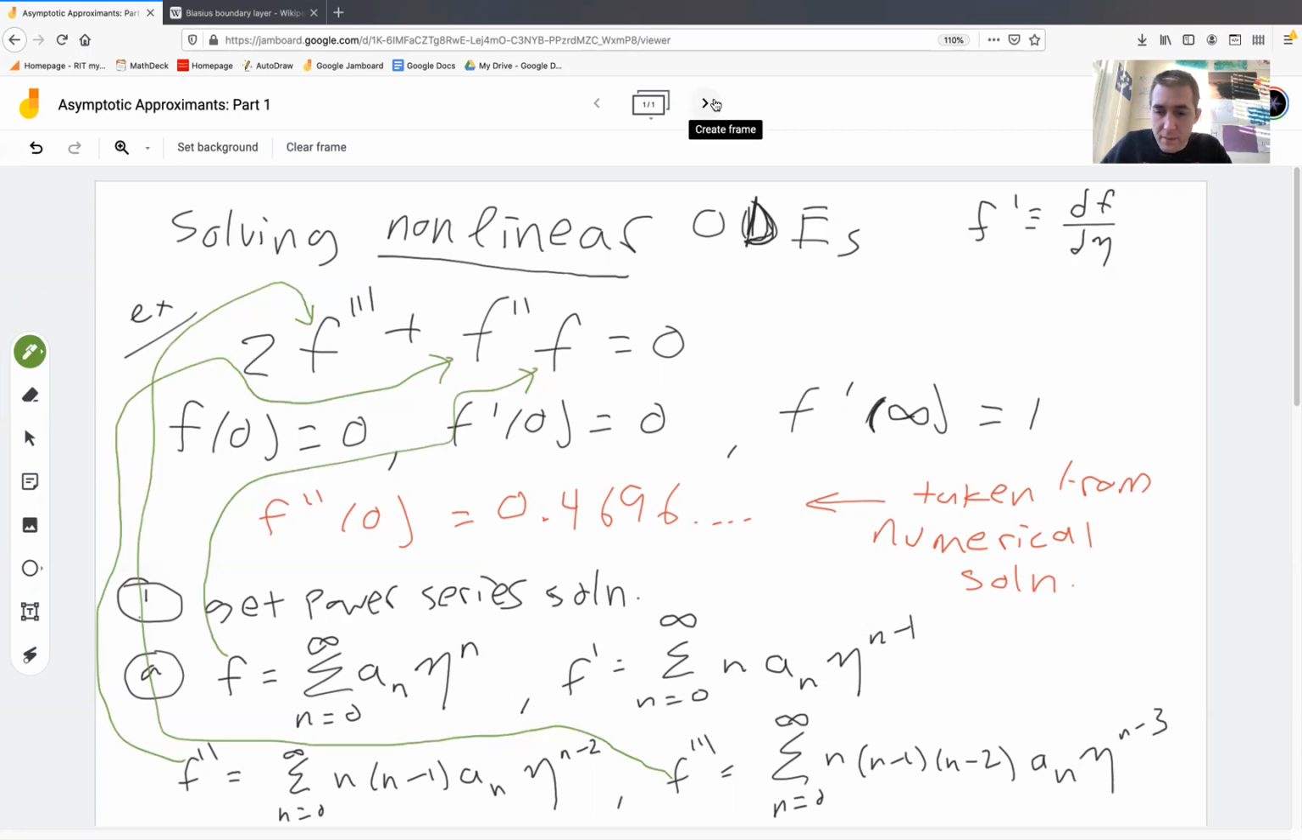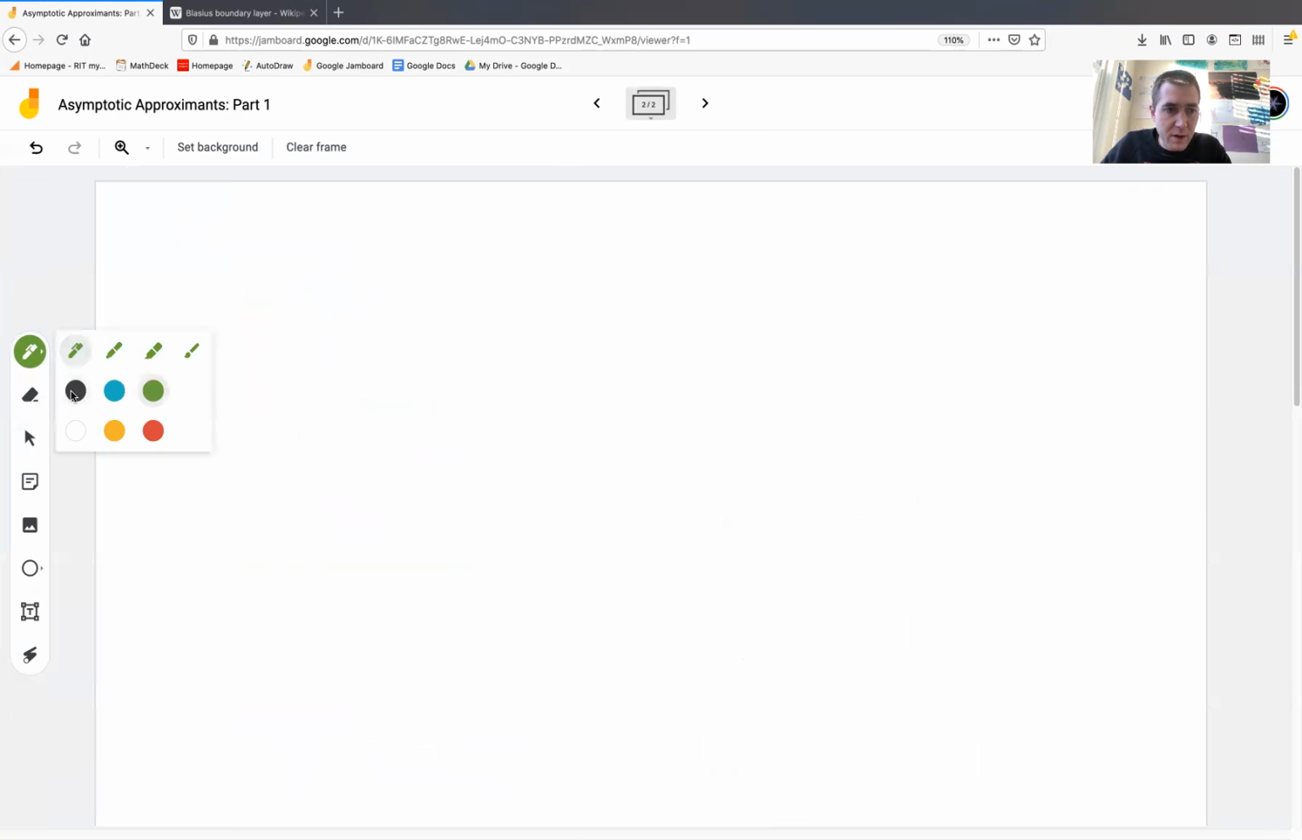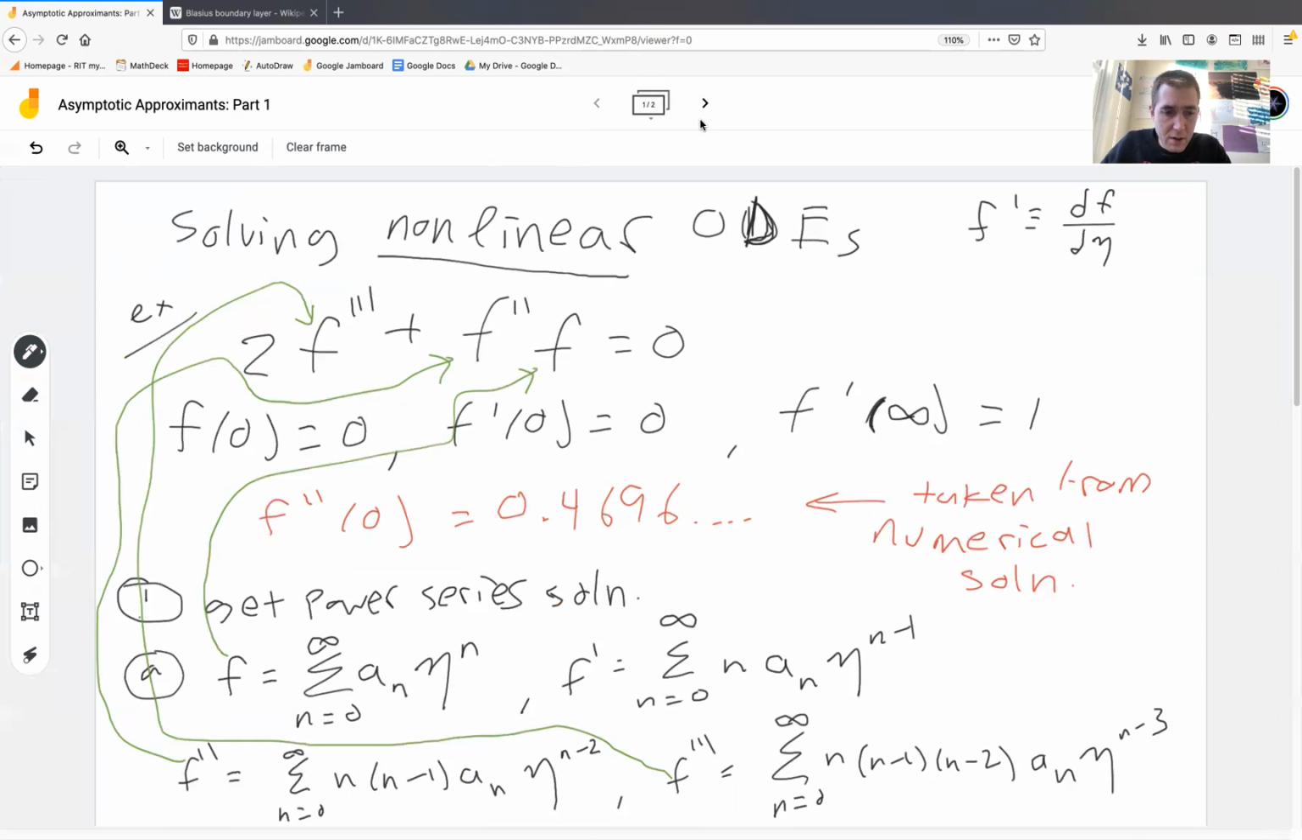Oh, one more thing. We want all of our etas to be raised to the same power. So why don't we rewrite this a little bit? Okay, so I'm just going to rewrite a few of these things. Skip ahead in this video if you just want to skip to the series and then how to generate the approximant. So f double prime, right? We want to make this eta to the n instead of n minus 2. So we're going to advance every index by 2. So this is going to be n plus 2 and n plus 1 and a sub n plus 2.